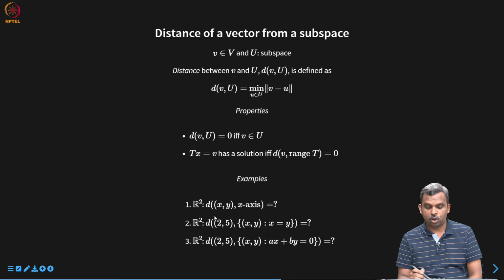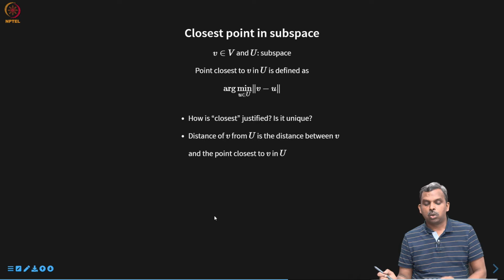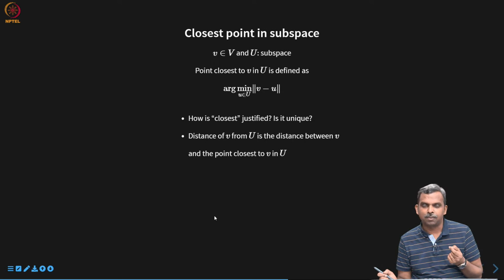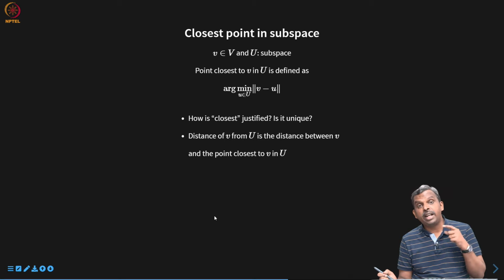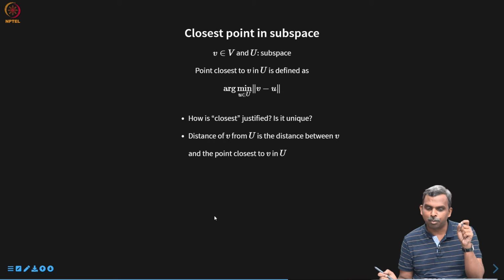Okay, so we saw all these can be solved. Later on I'll give you precise solutions for this. It's easy to work out these things once you know that you have to do an orthogonal projection. So we already saw this notion of the minimum distance between a point and the subspace. The distance between the point and the subspace is closely related to the point in the subspace which is closest to the point in question.